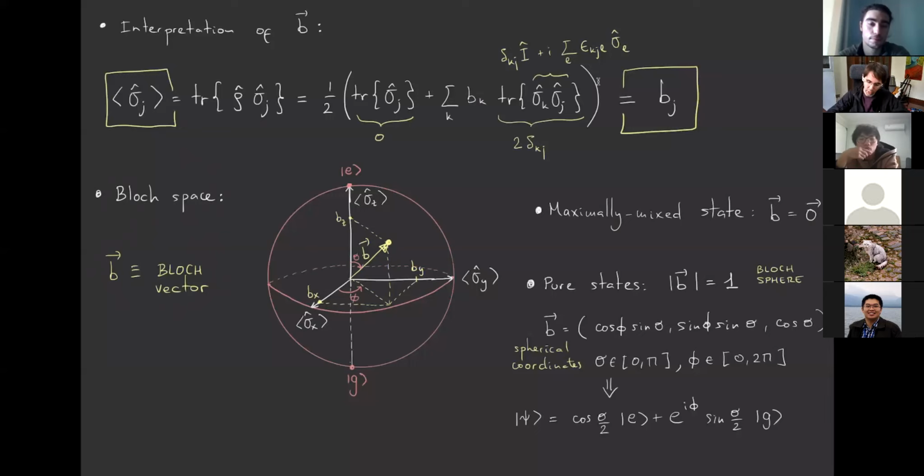And actually, if we write the B vector in spherical coordinates, which means that we have two angles, one angle is the polar angle, and the other angle is the azimuth angle, then the pure state can be written in this funny way, in which the polar angle simply gives you the relative phase between the ground and the excited state, okay? And the azimuth angle just gives you the weight of the ground and the excited state, okay?